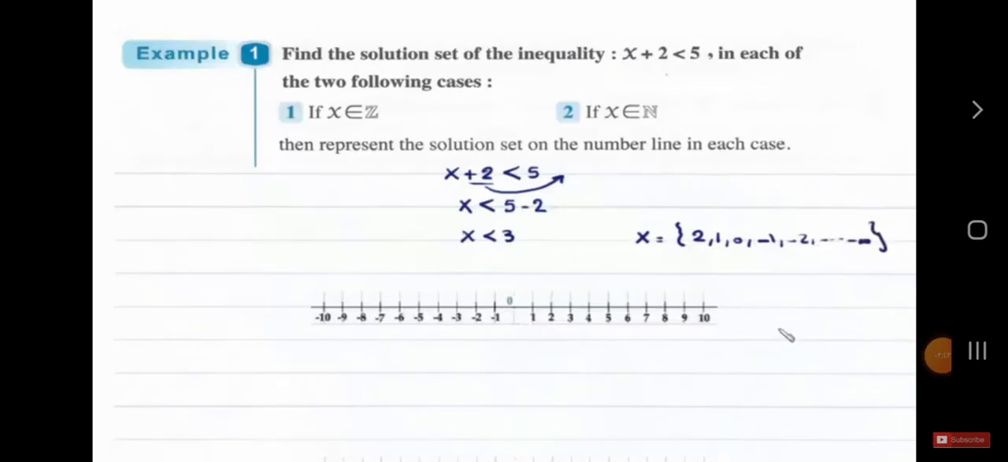For example, find the solution set of the inequality x plus 2 less than 5, in these two cases: if x belongs to Z and x belongs to N. First, we have x plus 2 less than 5, then find the value of x. We put positive 2 on the other side with the opposite sign. Then x less than 5 minus 2. Then x less than 3. Then x is less than 3, we can say 2 and 1 and 0 and negative 1 and negative 2 and so on until we reach negative infinity, as we see.